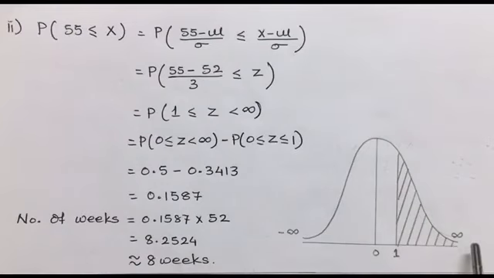Now taking up the bell-shaped graph, 1 to infinity, it lies towards the positive side of 0. 1 till infinity, it is being shaded.